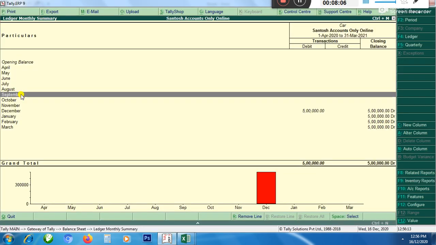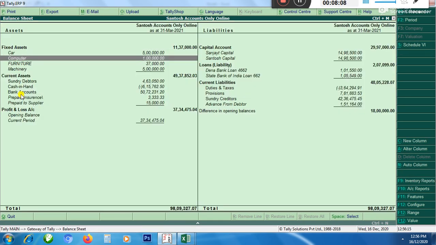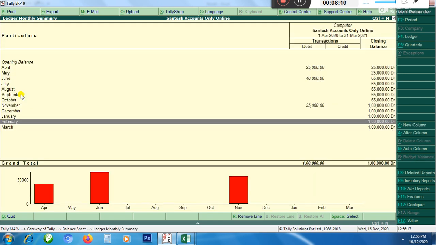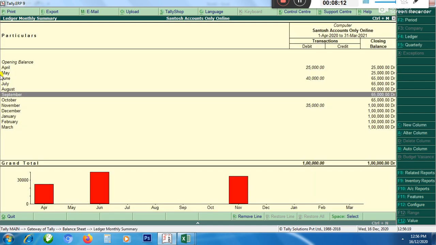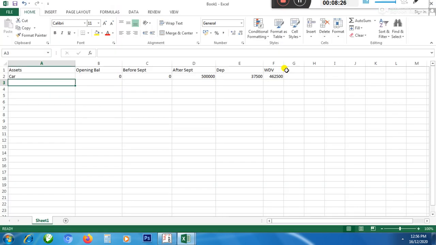Okay. Second, now I'll calculate the computer. See the computer. This is the month of September. This is purchased before and this is purchased after. Whatever is purchased before, that is total. You calculate the total of this. It becomes 65,000.